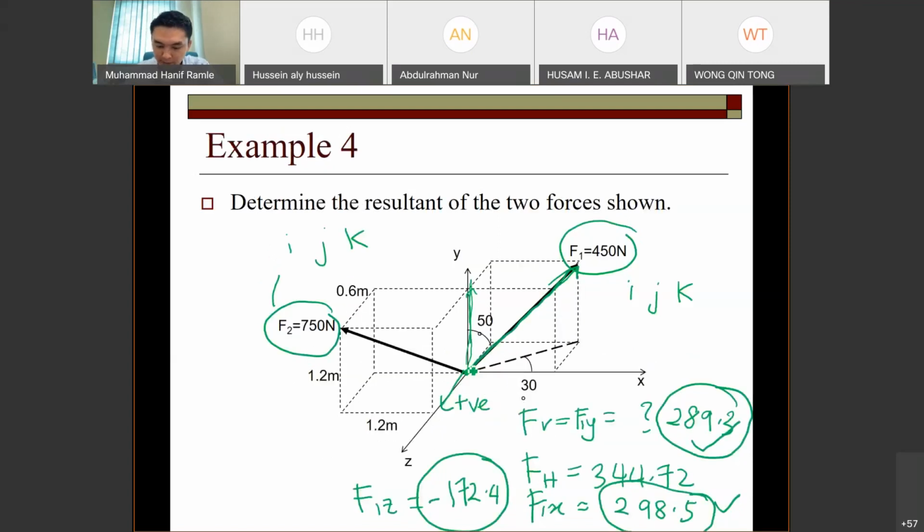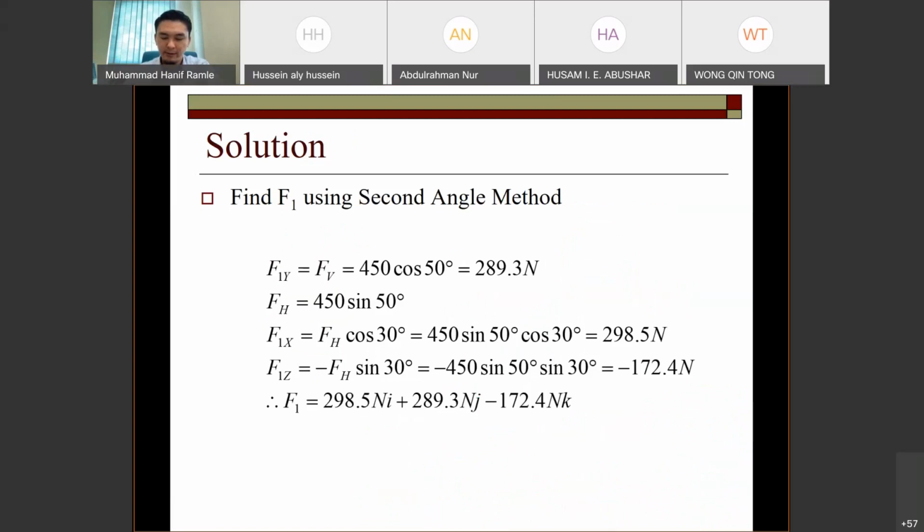Okay. So you can see the force is acting on the back side of the z-axis, meaning that you have to put negative. This one is the way to check your sign, whether negative or positive value. Once you got the value, you have to write it down in terms of IJK form like this.